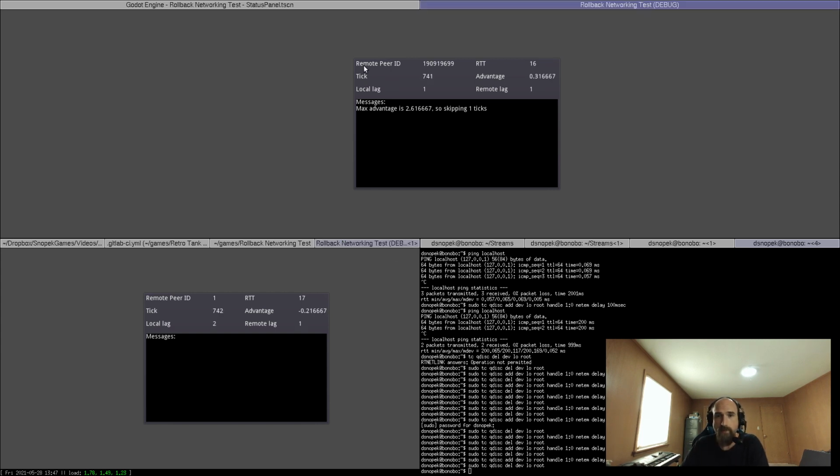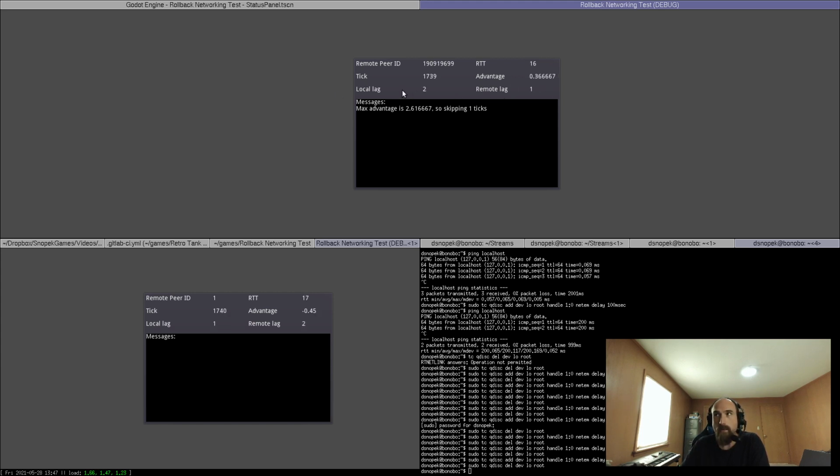So here, this is the server. It's talking to the remote peer with this ID. RTT is the round trip time. That's how many milliseconds it takes a message to go there and back. Here's the tick counter. We're counting these ticks. The local lag and remote lag.